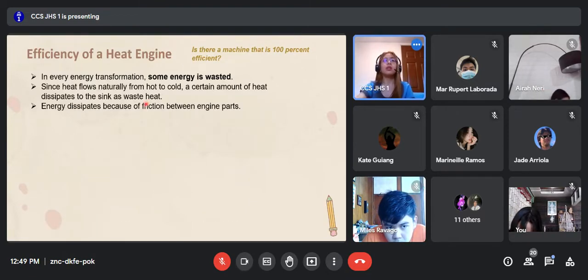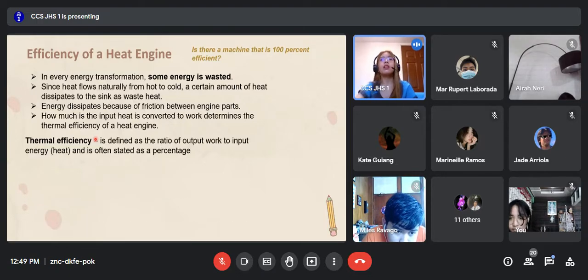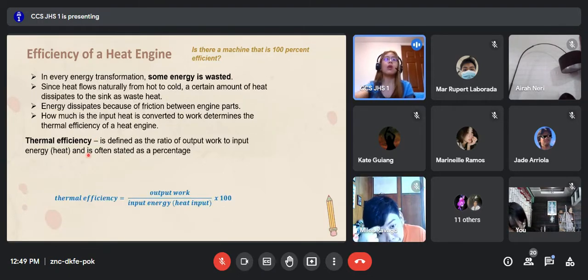The heat output. So energy dissipates or disappears because of friction between engine parts. Okay? Of course, dili lang kay convert niya to work tanan energy. So possibly na friction. Okay? So diya pod na distribute ang energy. Okay? So how much of the input heat is converted to work determines the thermal efficiency of heat engine. So how can we calculate thermal efficiency of a heat engine? So we can use this equation.